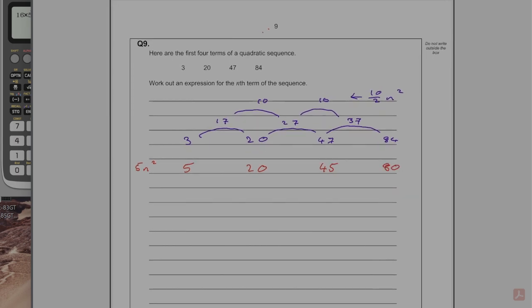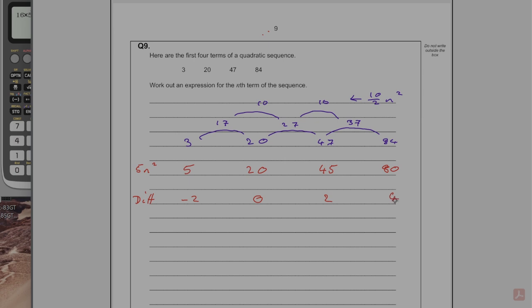Right, now I want to work out the difference between 5n squared and my original sequence. So the difference is going to be, what do I need to do to this to get to this? So minus 2 there, 0 there, plus 2 there, and plus 4 there. So this sequence is going up in 2s.